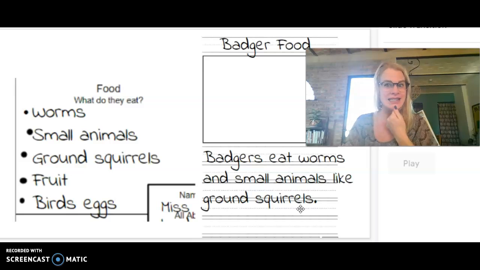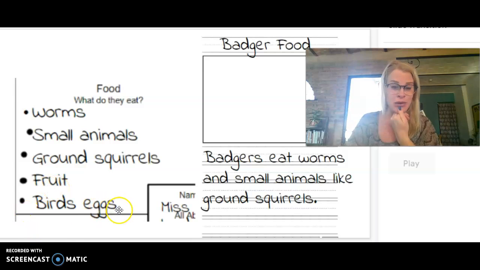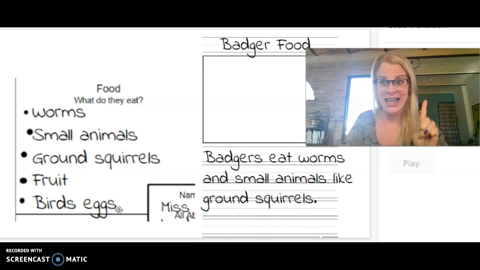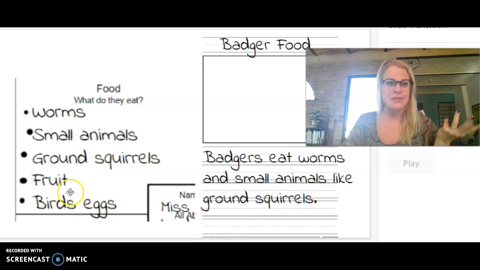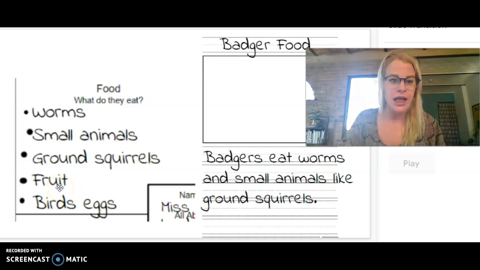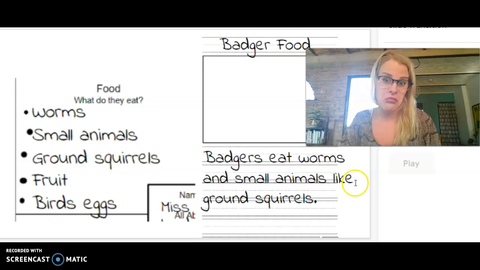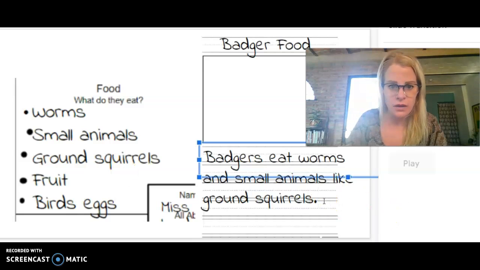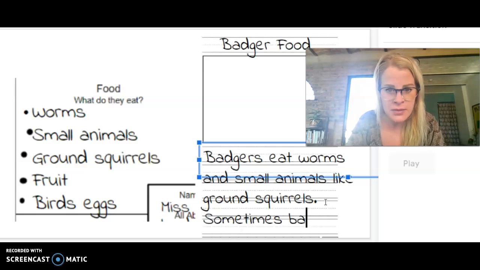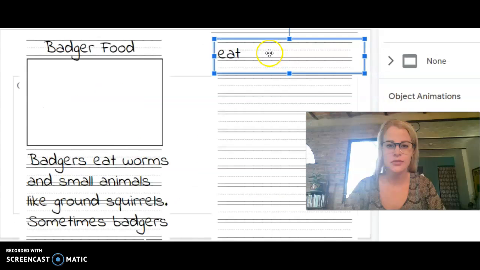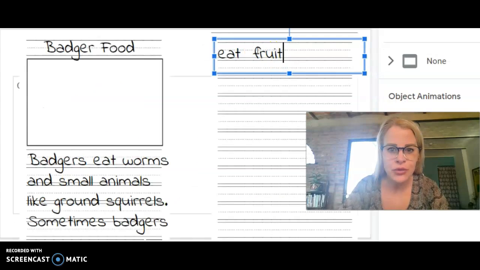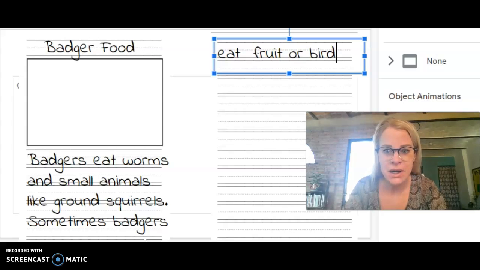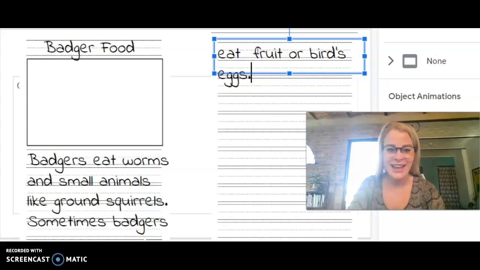What do you think my next sentence should be? Badgers eat fruit. Badgers eat birds' eggs. Or could I connect them with a connecting word? Sometimes badgers eat fruit and birds' eggs. I love it. Sometimes badgers eat fruit or birds' eggs.